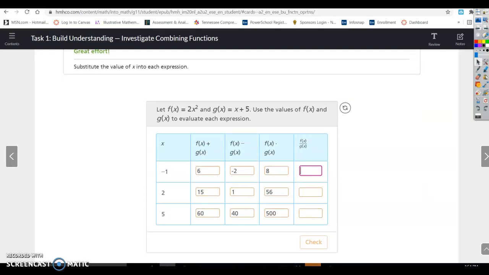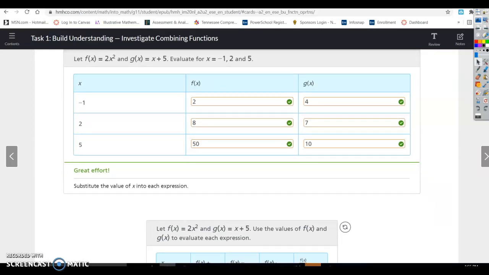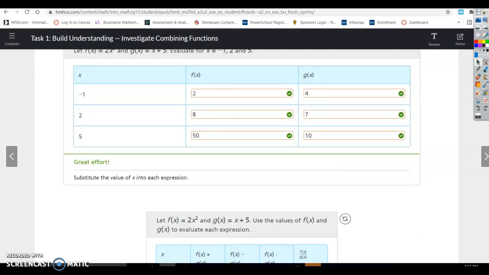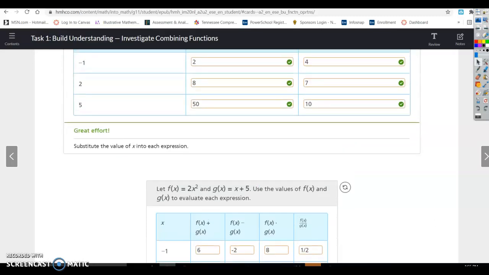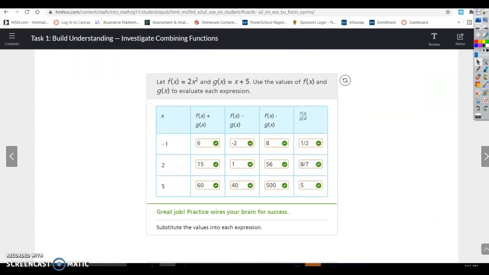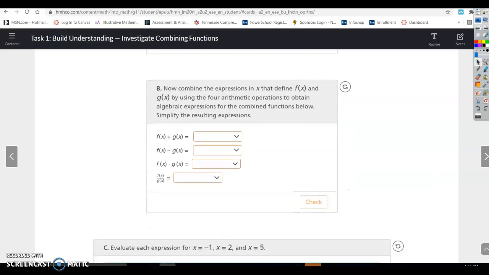Alright, now we're going to do f of x divided by g of x. So f divided by g. 2 divided by 4 reduces to 1/2. 8 divided by 7 is an improper fraction, we can just leave it as 8 over 7. And 50 divided by 10 reduces to 5. Alright, so you could have plugged them in here again, but since we already knew what f of x and g of x were, it was easier to use the table above.